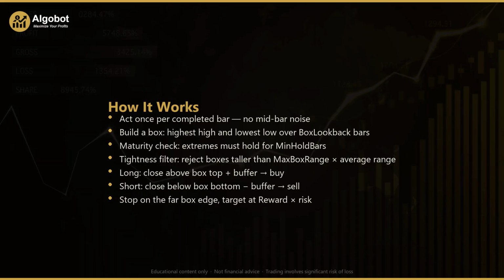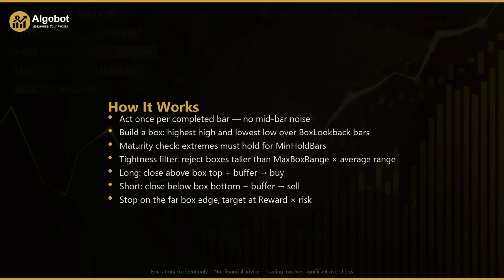But not every range is a valid box. The strategy applies a maturity check. Both the top and the bottom must have been established at least a few bars earlier, controlled by minimum hold bars, which defaults to 3. This confirms the box has actually held and settled into genuine consolidation, rather than being a fresh extreme in an active trend leg. Next comes a tightness filter.